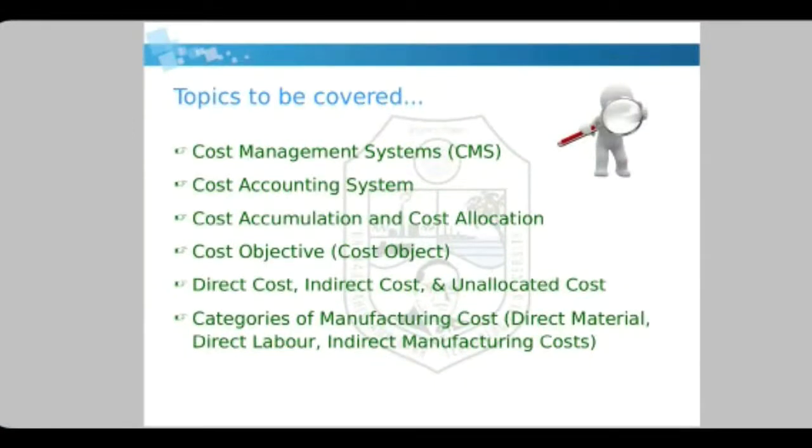So these are the topics that we are going to cover in today's lecture. We will talk about cost management system, cost accounting system, what is the meaning of cost accumulation and cost allocation, what is cost objective. Then we will talk about types of cost: direct cost, indirect cost, and unallocated cost. Then we will talk about categories of manufacturing cost, in which direct material cost, direct labor cost, indirect manufacturing cost.